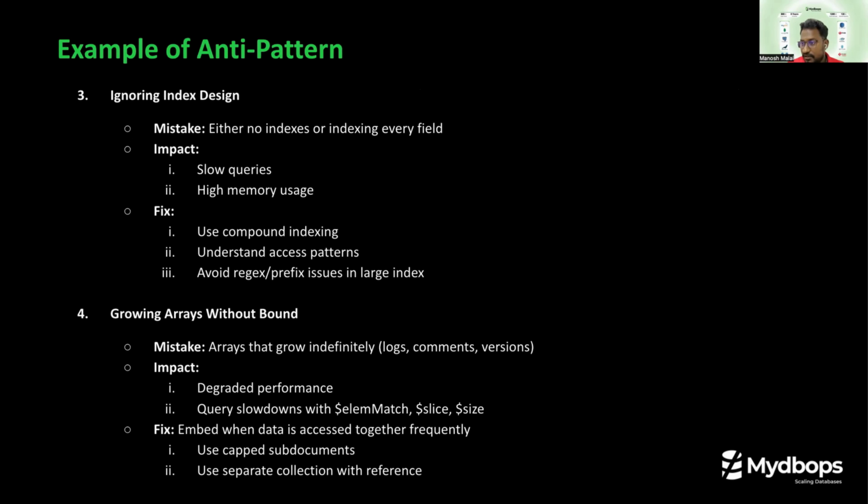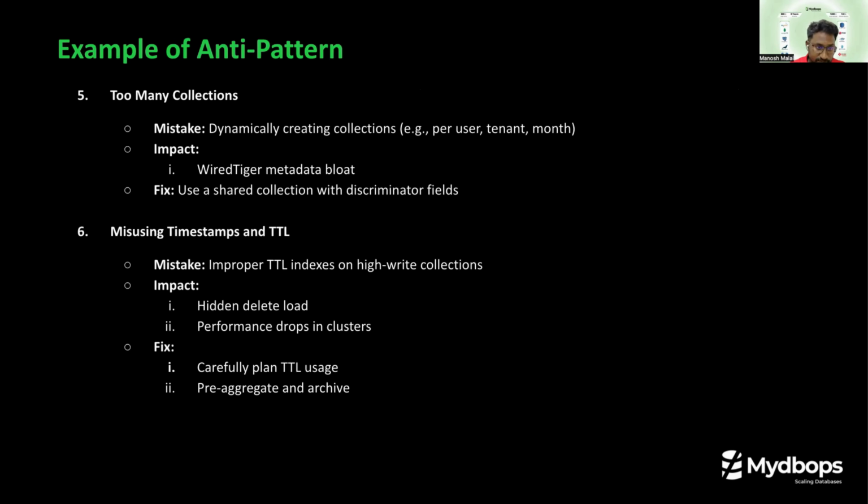Ignoring indexing design. Whenever you are designing a schema, you need to think about your query pattern. Whenever you are thinking about the query pattern, you need to understand what high-cardinality fields you have and what the frequency of the query is. All this needs to be understood, and you need to create that solution, create that use case, and work on that use case. And the fourth point is growing arrays without bound. I already told you about that. In this situation, what we always tell is to move to a separate collection for reference.